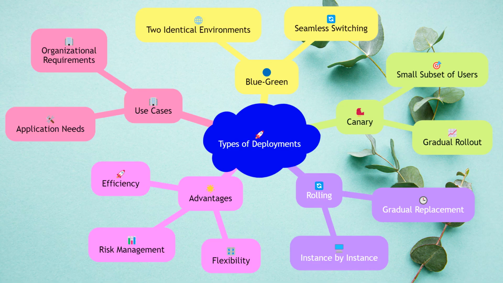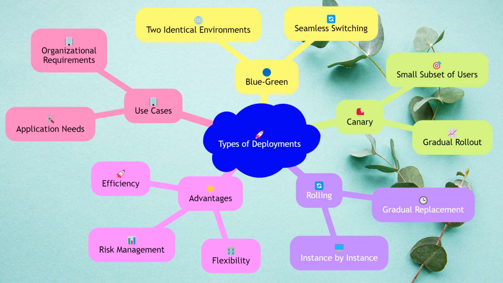There are several types of deployments, each with its own use cases and benefits. Blue-green deployments involve running two identical production environments, allowing for seamless switching between them. Canary deployments release changes to a small subset of users before rolling them out to the entire user base. Rolling deployments gradually replace instances of the previous version with the new version. Each type of deployment has its own advantages and is chosen based on the specific needs of the application and the organization.